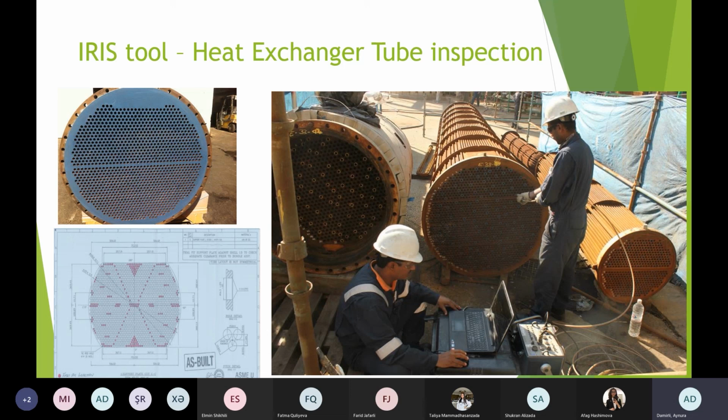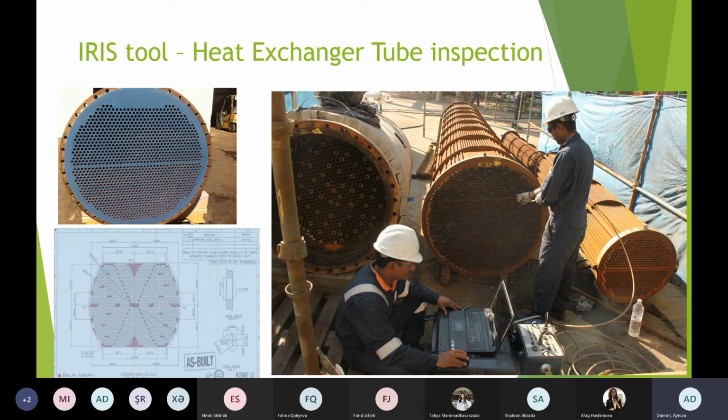This is just a photo taken from the internet, because this is a little bit confidential and I cannot share ours. So this is the IRIS tool, just a small camera on a hose, and they're entering inside each tube, where the diameter is very small. And this tool, IRIS, is called the internal rotating inspection system.